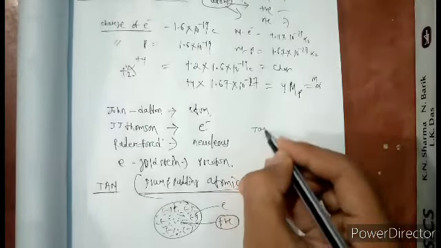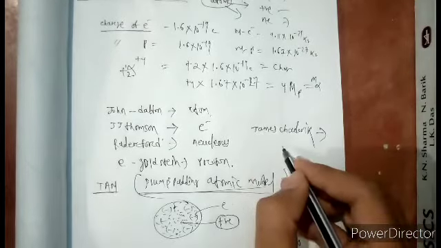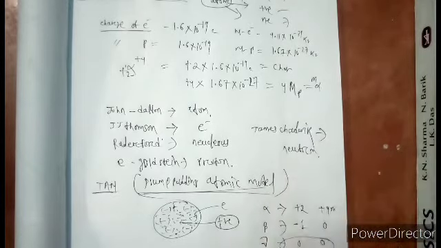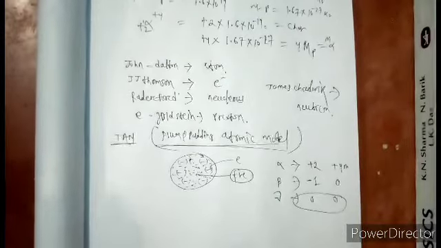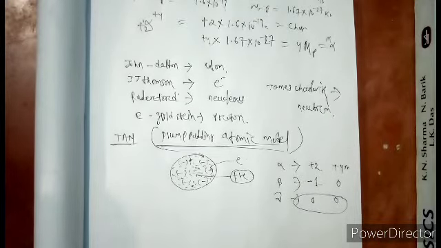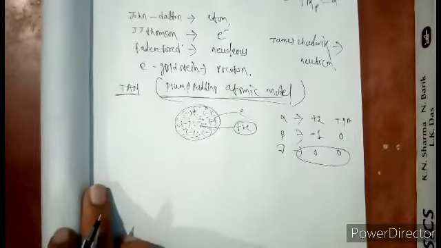And James Chadwick discovered the neutron, and Rutherford discovered the nucleus. Okay, all these are the basic concepts. Then come to the actual topic.